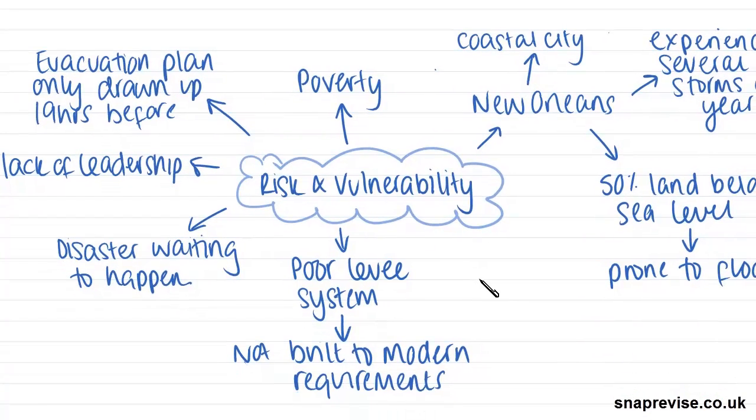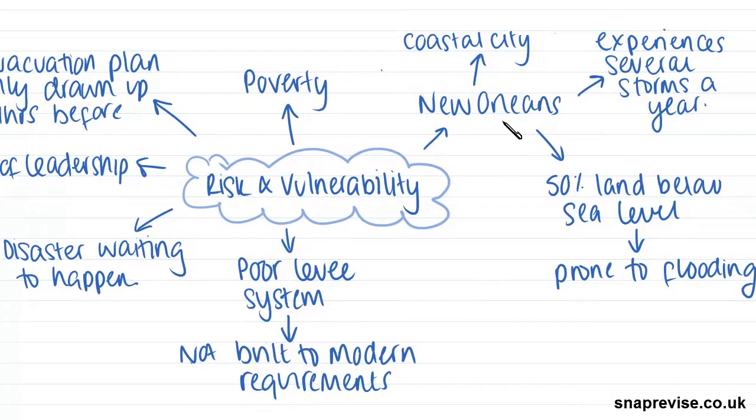Now looking at the risk and vulnerability of the event, starting with New Orleans, which was one of the cities that the event hit. Now, New Orleans is a coastal city and it experiences several storms a year, so it's usually prepared for these type of events, but not as strong as Hurricane Katrina was. And the reason why it's a very vulnerable city is because 50% of the land is below sea level, so it's extremely prone to flooding.